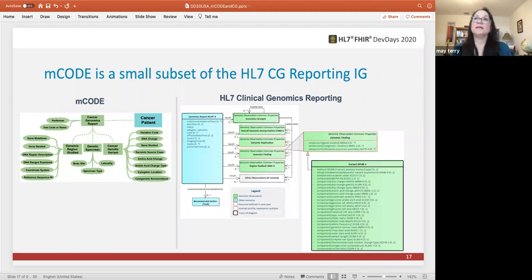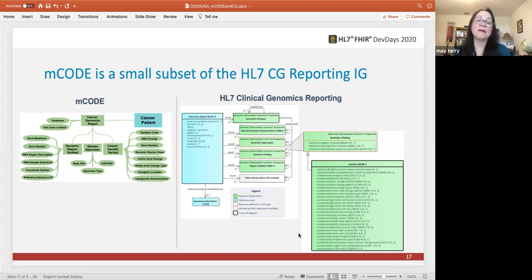So the first one, wow, got to push forward. How does mCODE fit with the HL7 Genomics Reporting IG? Well, you could see, again, I think that mCODE is a very small subset. If you look at the HL7 Genomics Reporting IG, as an example, and take a look at the variant, you'll see that there is a lot more detail included in this notion of a variant, which would include things like alleles, as well as the transcript reference sequences, certain copy numbers.